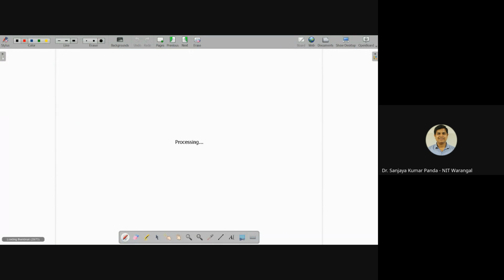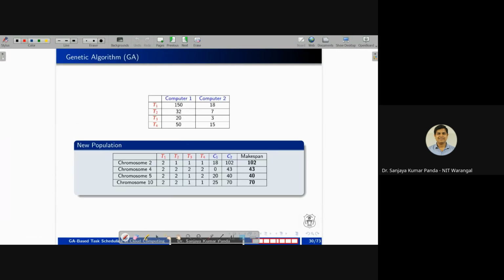So that we call as initial new population. So initial population, we have 10 chromosomes, then followed by selection process, we selected only 40%. So we have 4 chromosomes in our new population. Now what we will do?